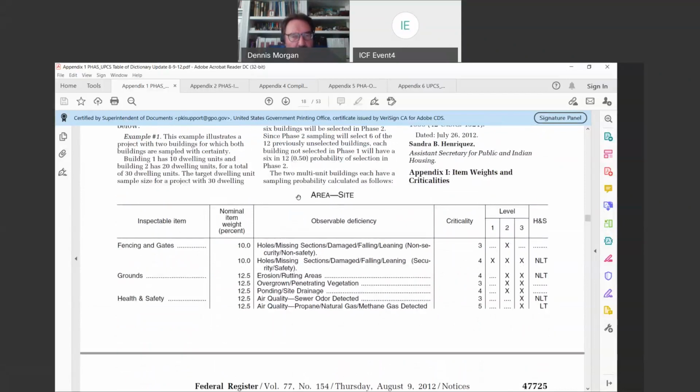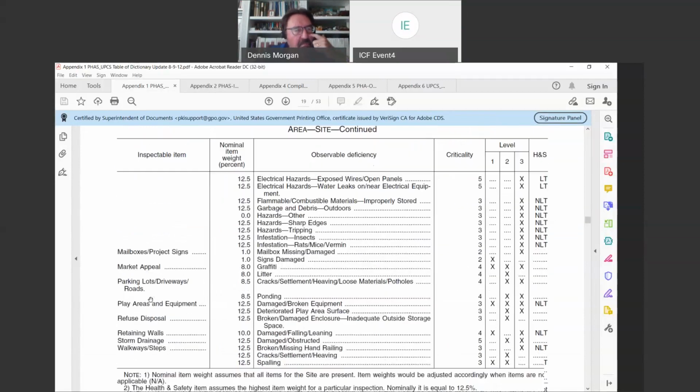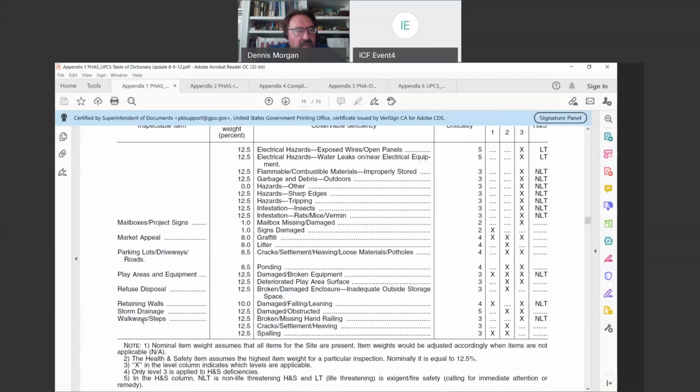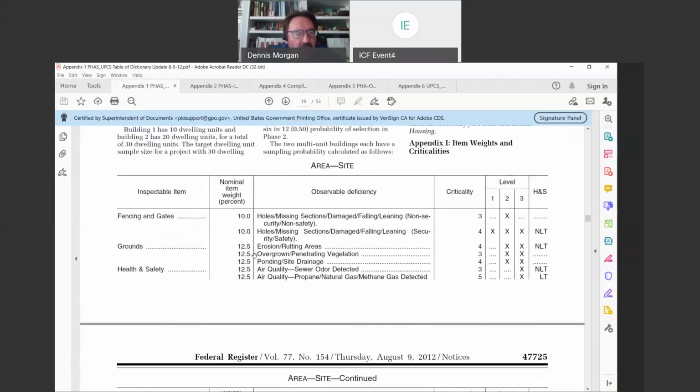These charts in here are absolutely critical because they go to the heart of the scoring system. Within site, I've got fencing and gates, grounds, health and safety, mailboxes, signage, market appeal, which goes to graffiti, and litter, parking, roadways, driveways, playground areas and equipment, refuse disposal, retaining walls, storm drainage, and walkways and steps. Within each one of these areas, you're also going to see a nominal weight.